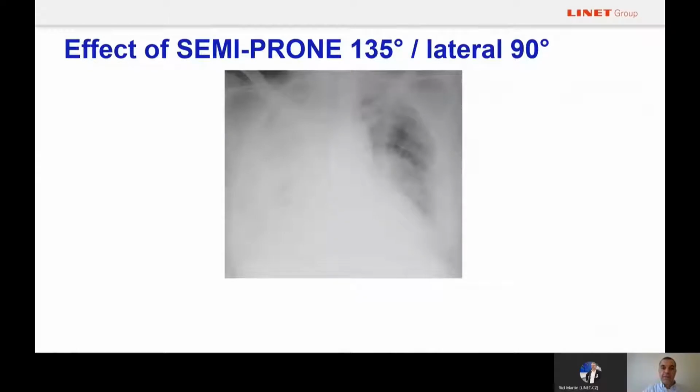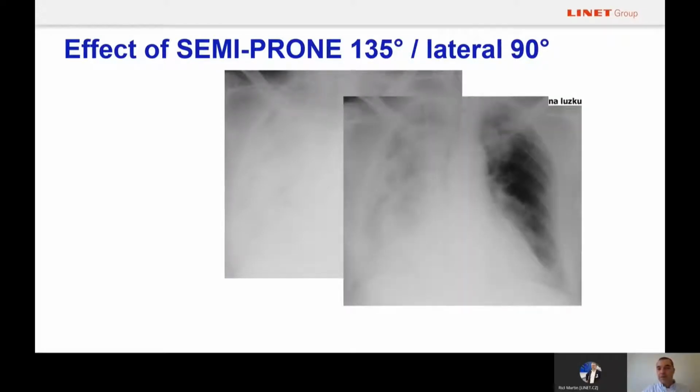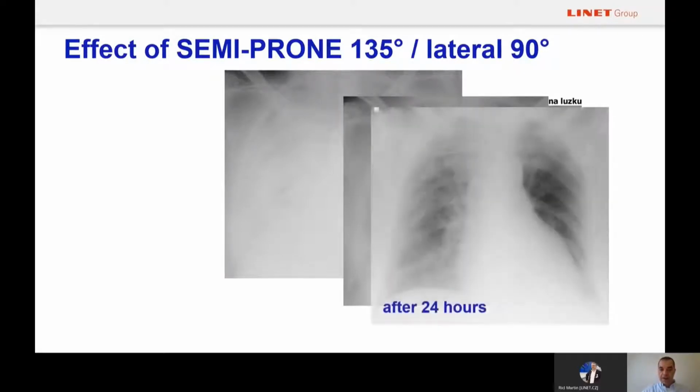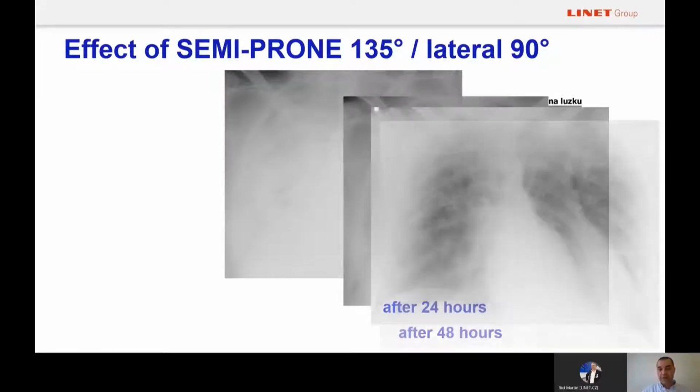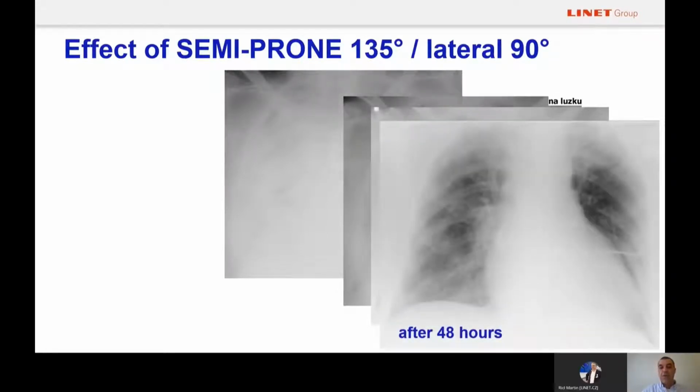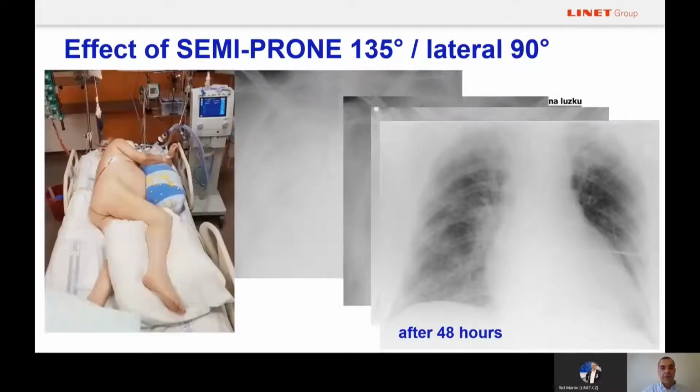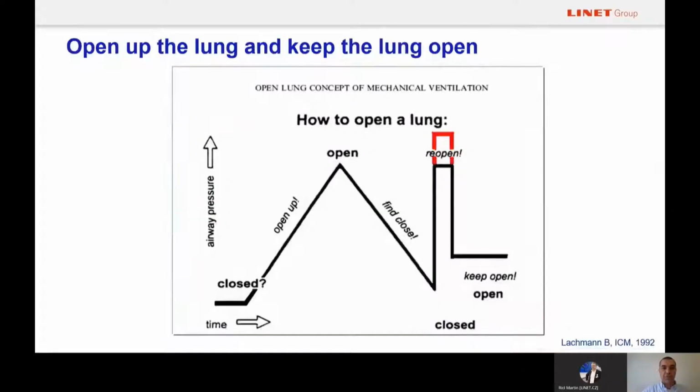You can see the effect of the semi-prone or lateral position in our patient's X-ray pictures. This is the admission of our patient, then we start the ventilation. You can see the huge infiltrate on the right side. After 24 hours of positioning, we improved the right side like this. And after 48 hours, the improvement was significant. This is an image of this patient in the lateral position.